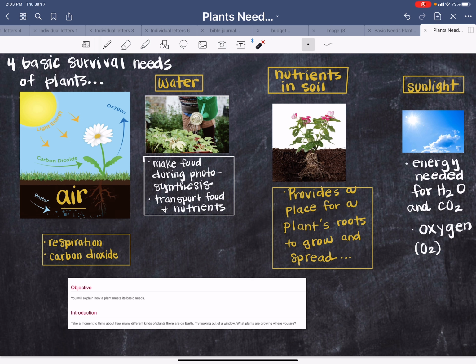Air, which is light energy, carbon dioxide, and oxygen; the water, from the water to the nutrients to the roots; nutrients in soil; and good old sunlight.